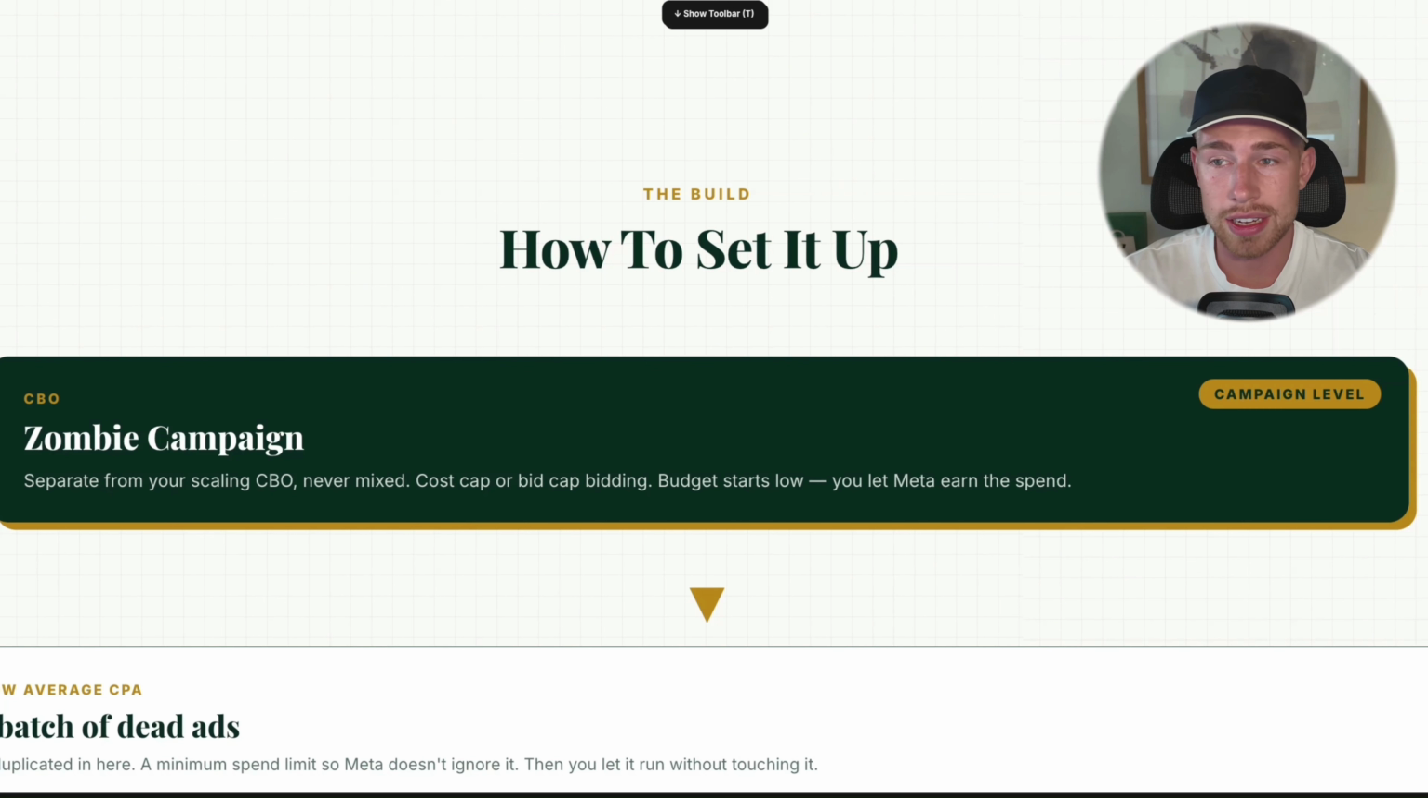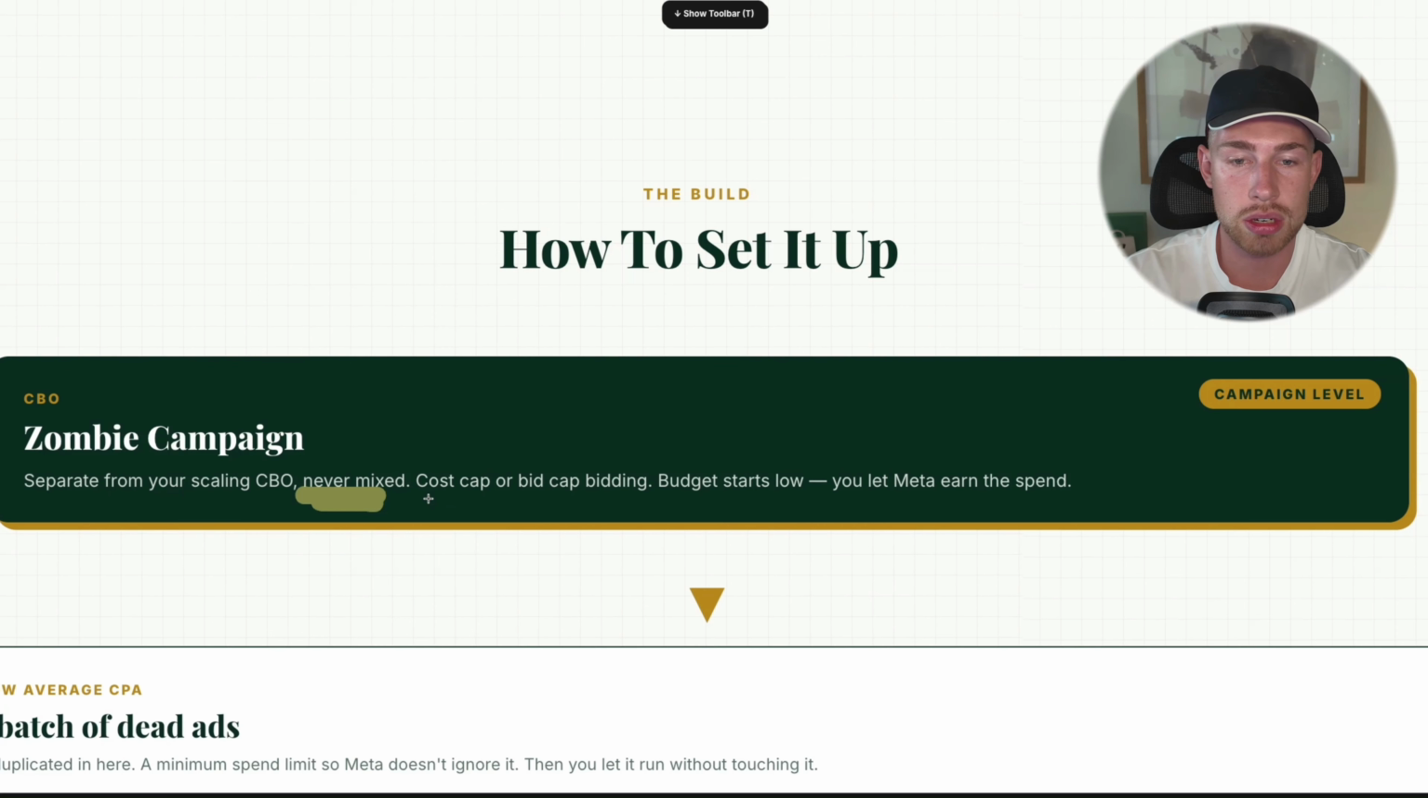Now, how to set this up properly, and this is very important, so pay attention. On the campaign level, we start a CBO, and this is called the zombie campaign or the graveyard campaign, whatever you want to name it. And it is a separate campaign from your scaling CBO. So this is never mixed. That's very important. Don't add a new asset in your other campaign, which is not even possible, because then you cannot make a cost cap out of it. So make a separate campaign, name it zombie campaign, graveyard, whatever you want, with maybe the product name behind it, and that's it.